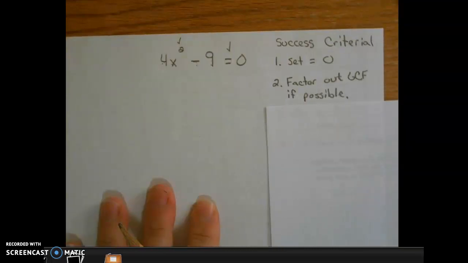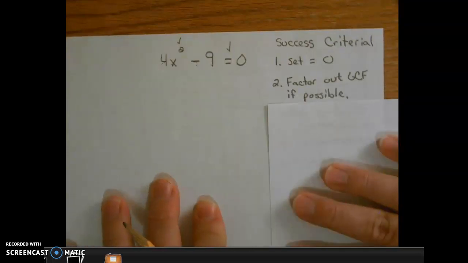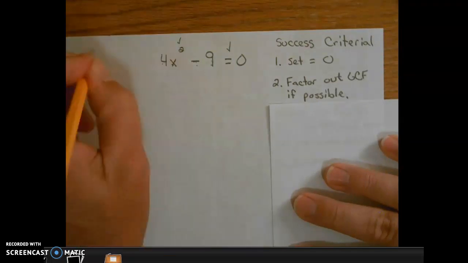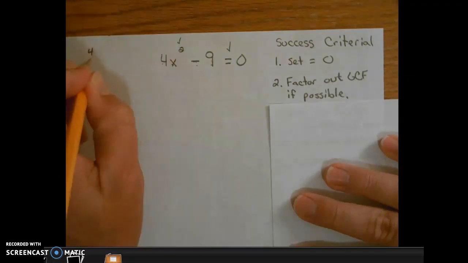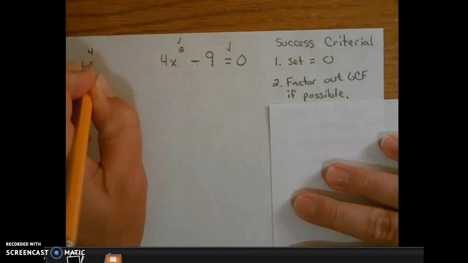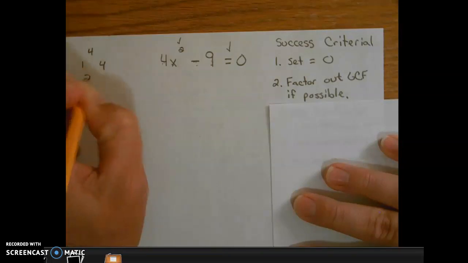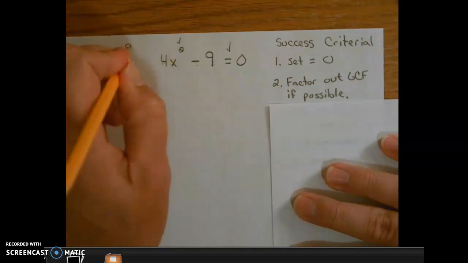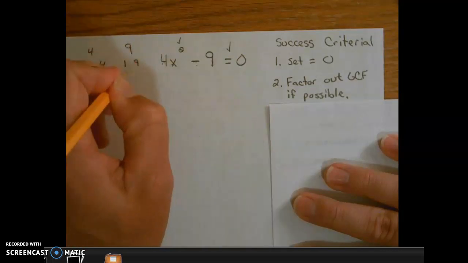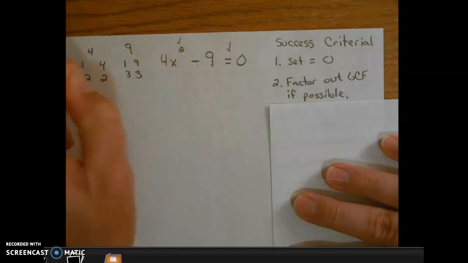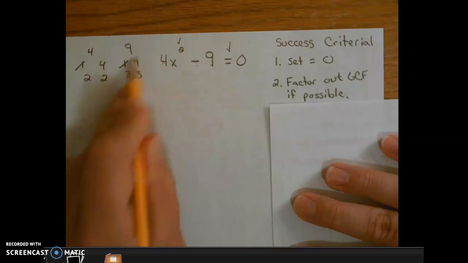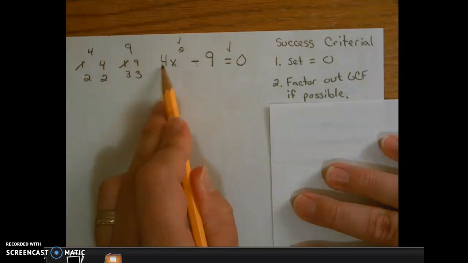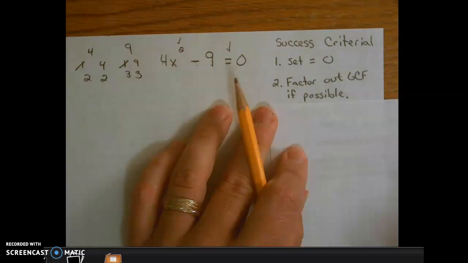Factor out the greatest common factor. Well, if you look at 4, the factors of 4 are 1 and 4 and 2 and 2. If you look at the factors of 9, you get 1 and 9 and 3 and 3. Now we don't count 1, but notice they do not have any common factors other than 1. So we cannot factor any number out of these two numbers.